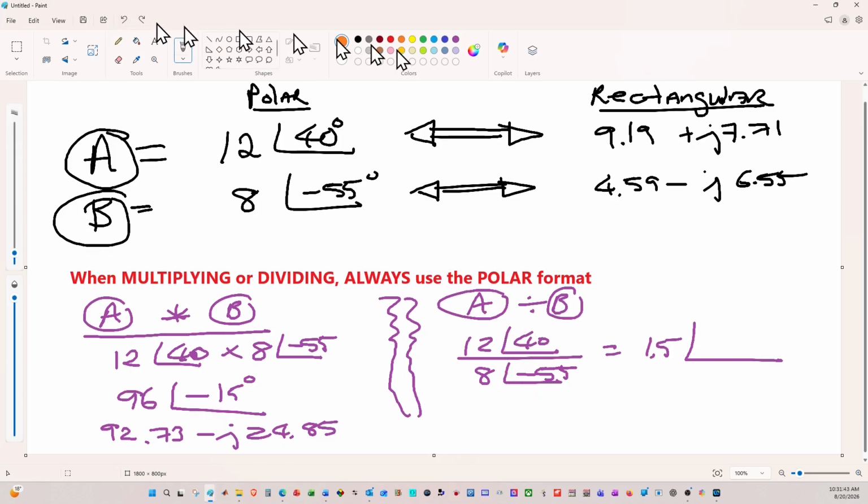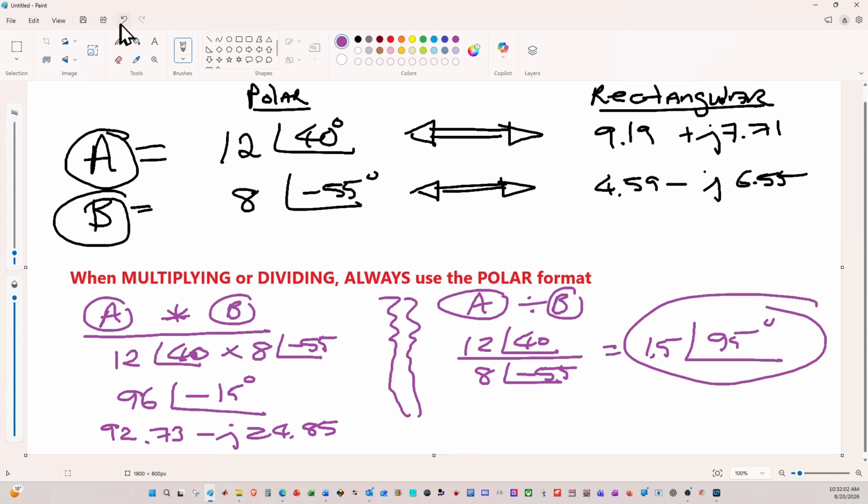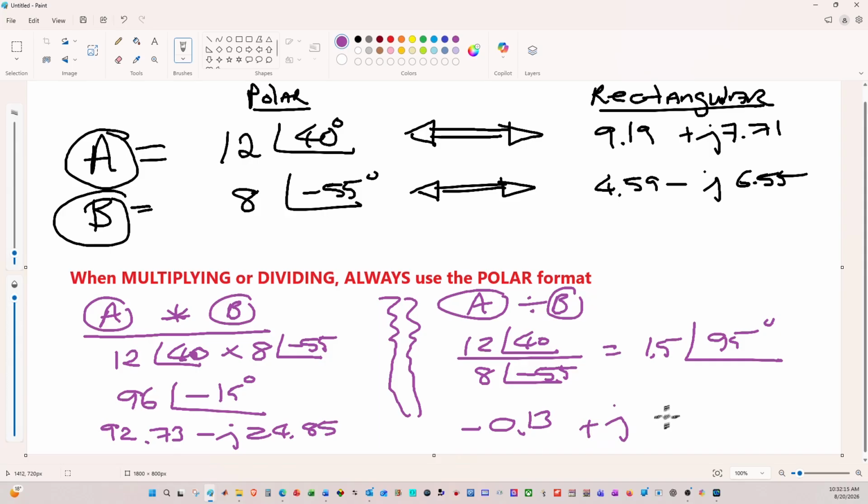Be careful, the bottom angle has got a negative number. So in this case, it's going to be 40 minus minus 55, which is the same as 40 plus 55, which is going to give me an angle of 95 degrees. As always, good practice just to take that value that you have got and put it down in the rectangular format in case you do need this a little bit later. And in this case, minus 0.13 plus J 1.49 would be the answer.